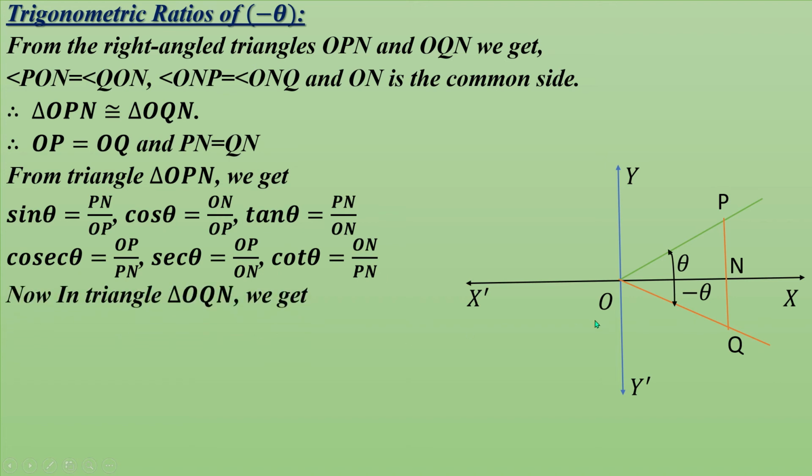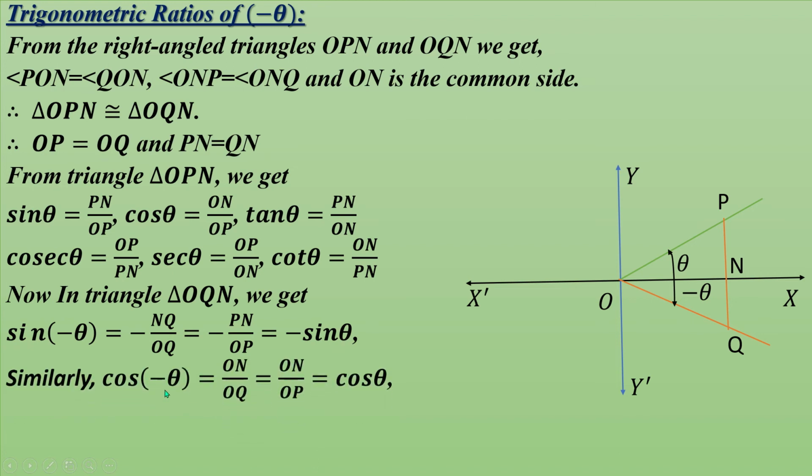But in the triangle ONQ, sine of minus theta equals NQ by OQ, but NQ equals PN, and OQ equals OP. But PN by OP equals what? This equals sine theta, and the minus will be fixed. That means sine of minus theta equals minus sine theta.